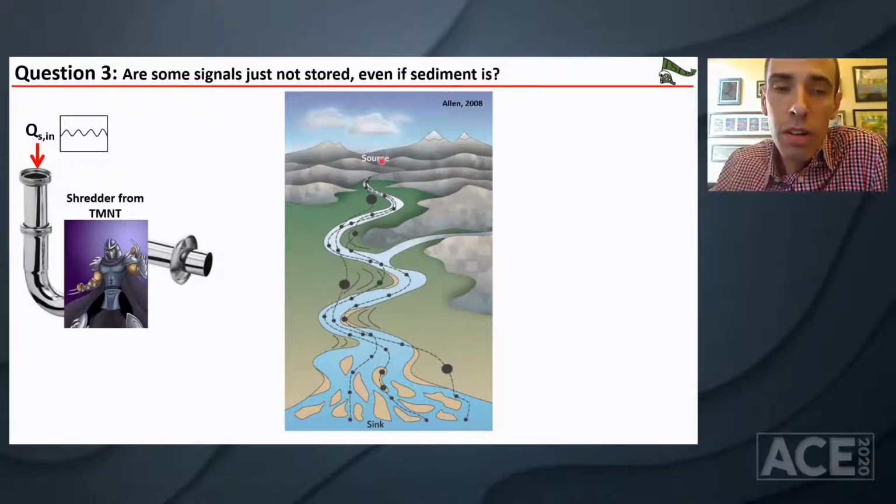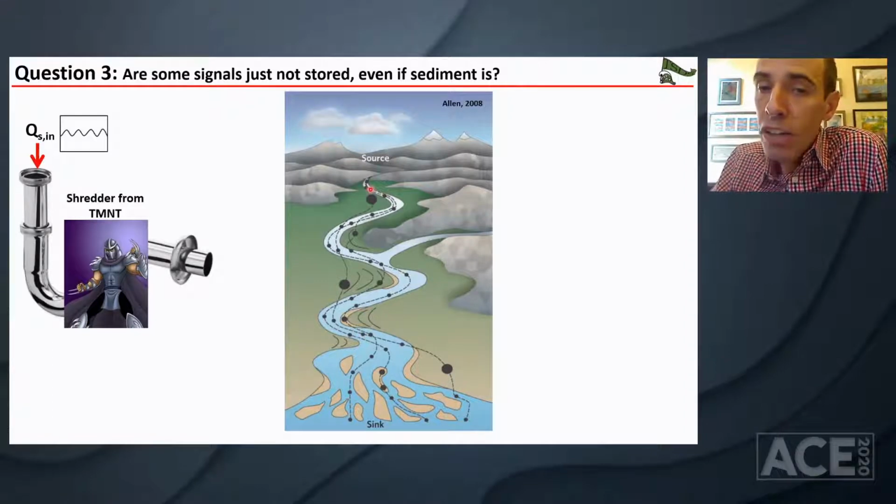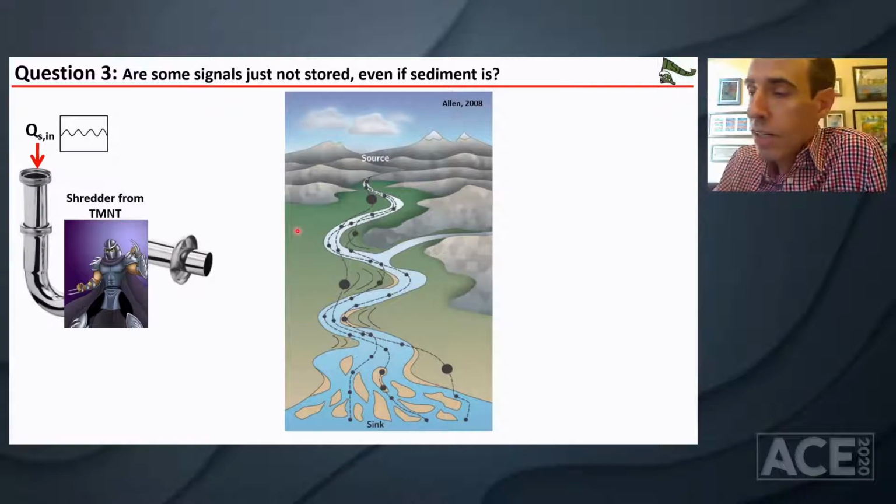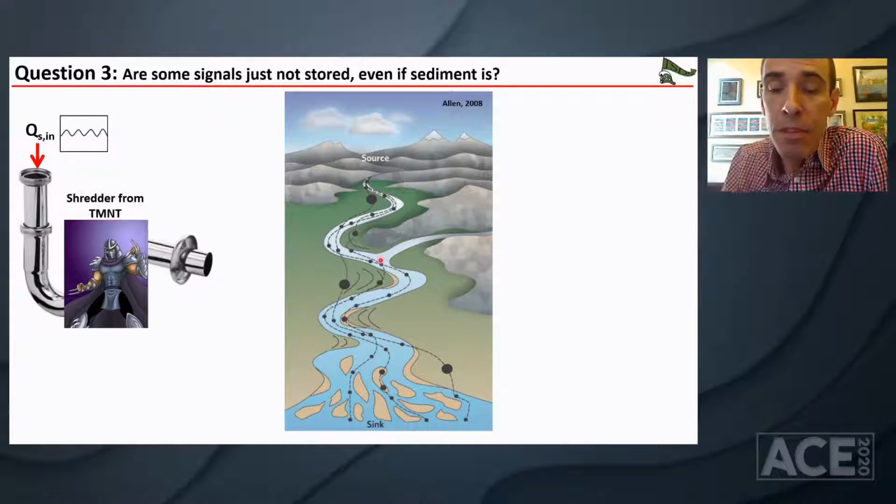That signal, though, might get shredded as it is routed down your sediment transport system. And the shredding that we're talking about here is the deposition of sediment that is making its way down the system temporarily in things like point bars or dunes or in the floodplain. So some of the sediment that's routing down the system here temporarily gets stored in geomorphic forms before it is later released back to the sediment routing system where it might get deposited in a sedimentary sink.